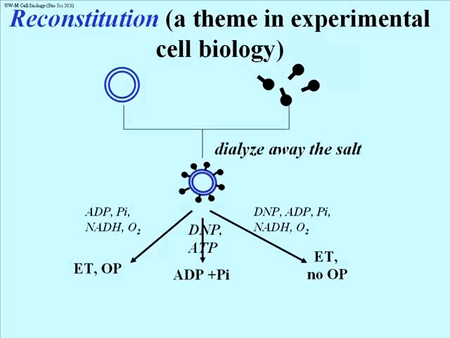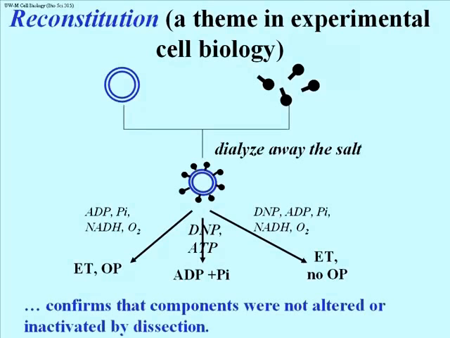In the presence of DNP and ATP, the ATP would be hydrolyzed. In the presence of DNP and NADH and oxygen, there would be electron transport, but even if ADP and inorganic phosphate were also added, no ATP would be made. That is, there would be no oxidative phosphorylation. These reconstitution experiments confirm that the components were not altered or inactivated by this mitochondrial dissection.